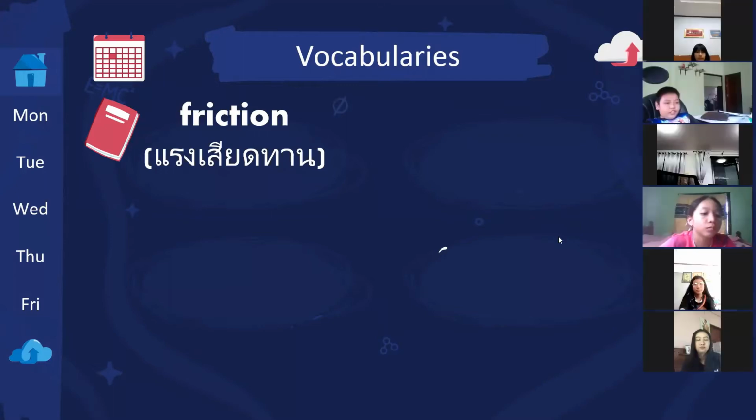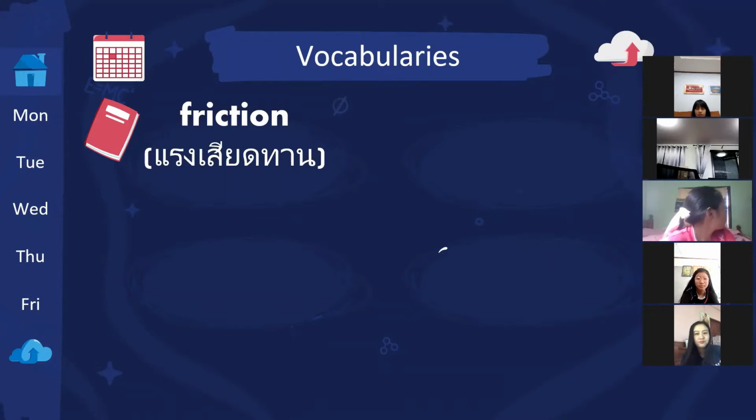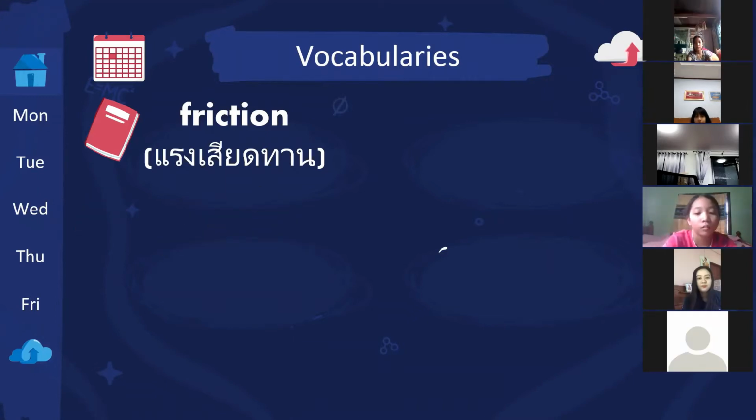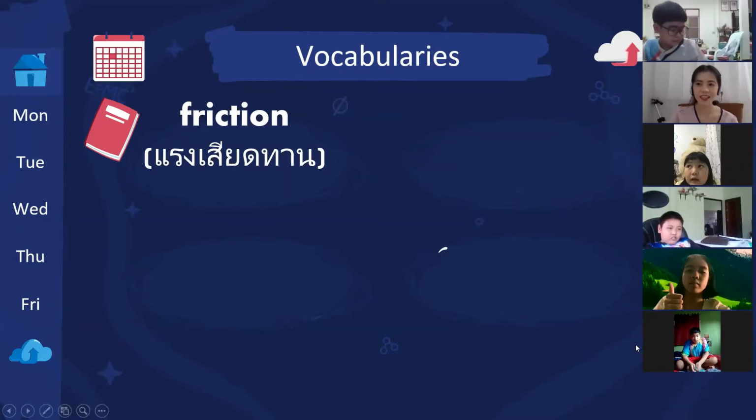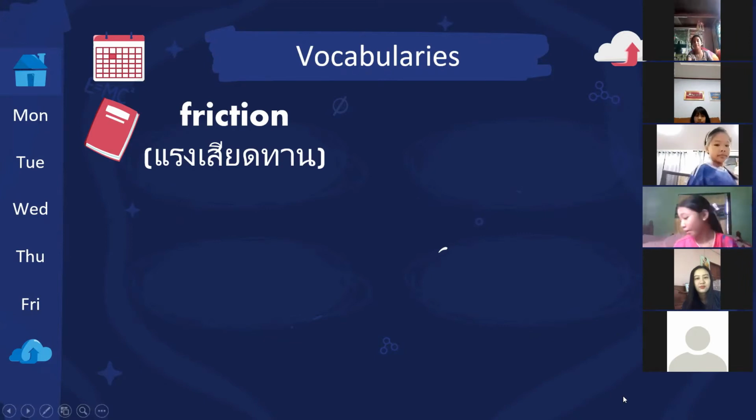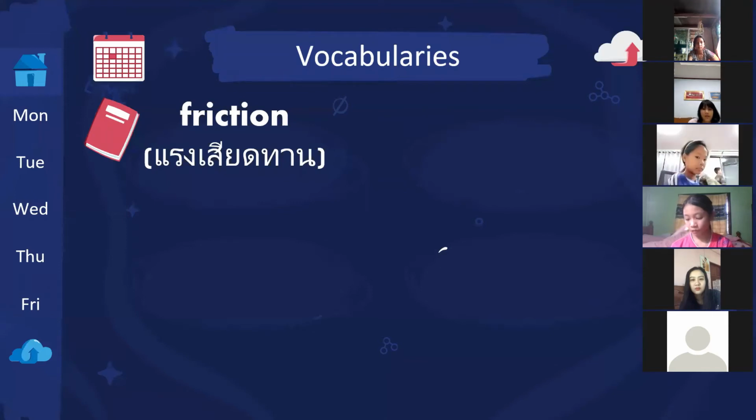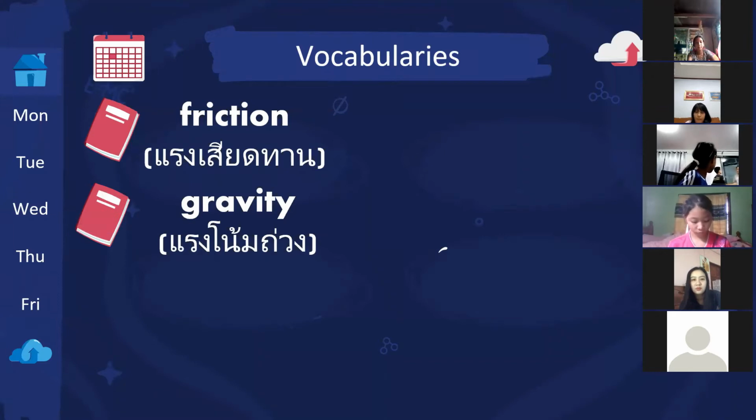Friction. By the way, what is the Pasatay (Thai translation) of friction? Can you read the Thai for friction, Grade 5? แรงเสียดทาน. Again, please. แรงเสียดทาน. Okay. Now, the next word is gravity.